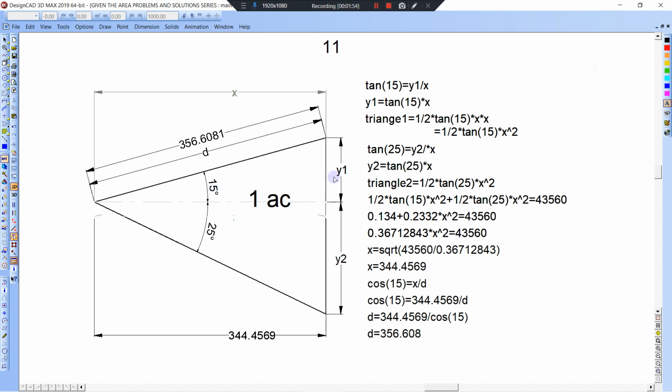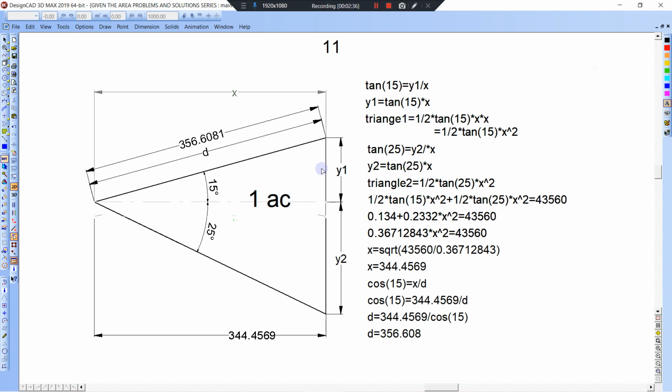Tangent of 15 degrees for our first triangle is equal to y1 over x, and we're going to substitute y1 with tangent of 15 times x, just like we did before, right? We do that because tangent of 15 is y1 over x. Solve for y, just move x to the other side, and we end up with tangent of 15 times x is equal to y1. And so the area for this triangle is one half tangent of 15 times x times x. There we go.